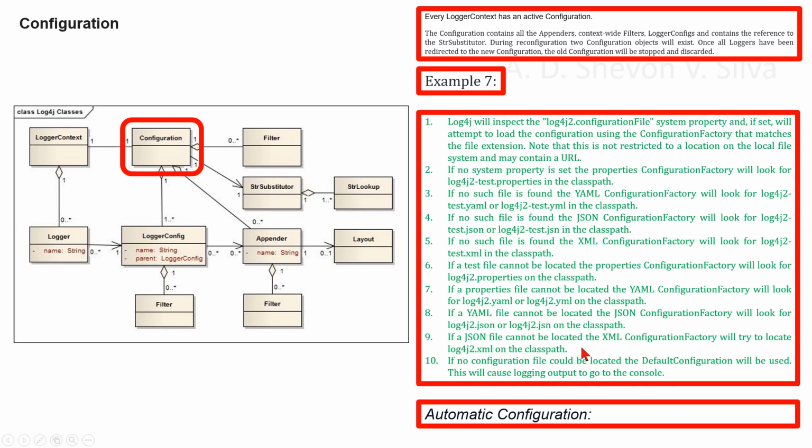Step 9. If a JSON file cannot be located, the XML configuration factory will try to locate log4j2.xml on the class path. And step 10. If no configuration file could be located, the default configuration will be used. This will cause logging output to the console.